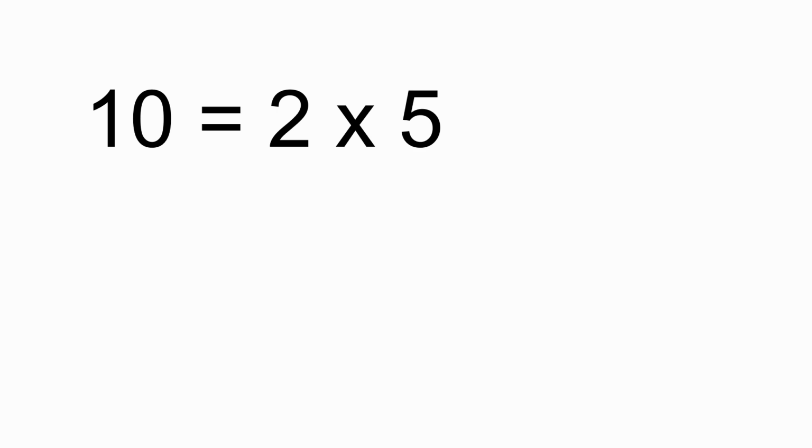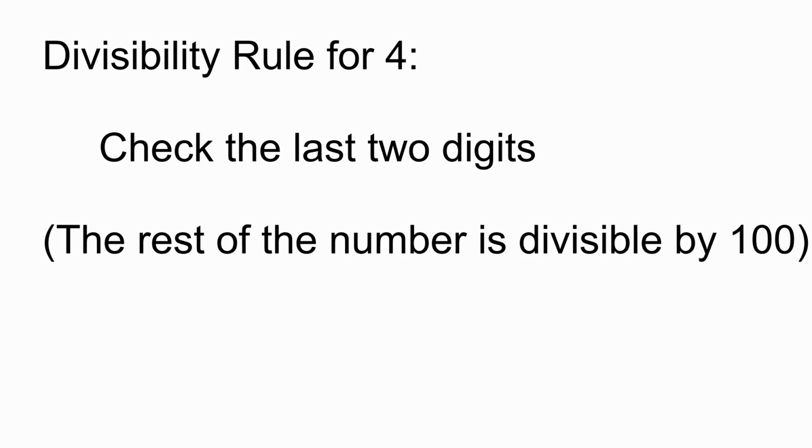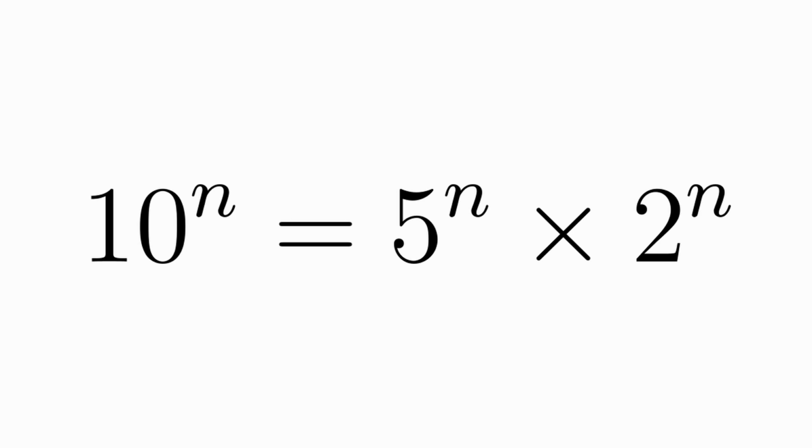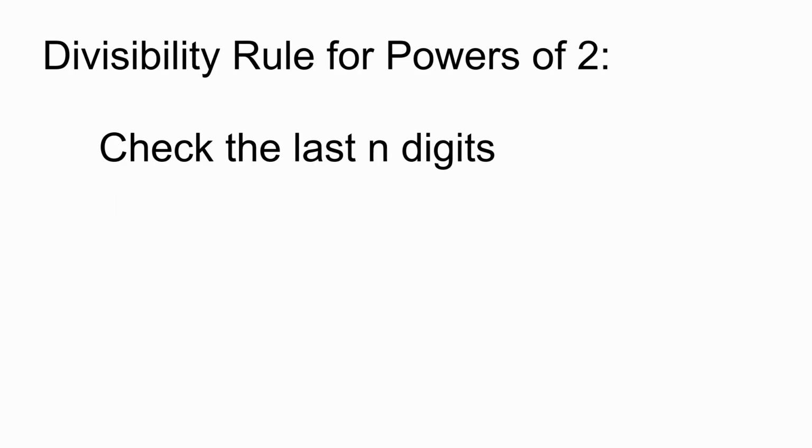10 is 2 times 5. This means when we look at the tens digit and beyond, this part of the number is already divisible by 2. We can square this and also get that 100 is 25 times 4. This means we can infer that the divisibility rule for 4 only cares about the last 2 digits. Using the fact that 10 raised to the nth power is a multiple of 2 to the n, we create this divisibility rule of just checking the last n digits.